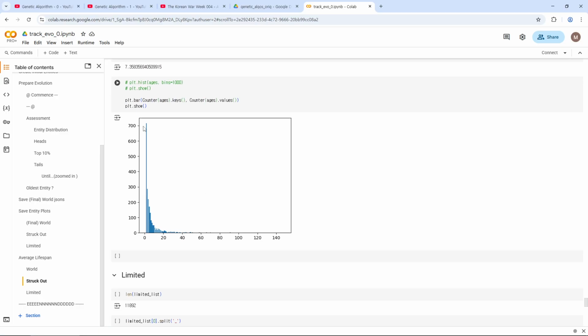We have a lot of entities just being struck out during their second generation. This is more of an exponential decay, rather.